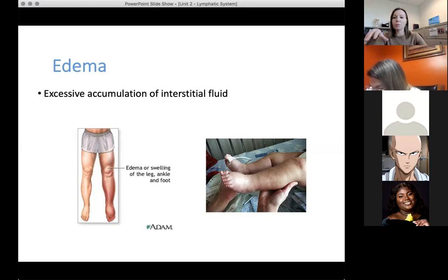So think about why, if you have fluid being formed, fluid draining out of capillaries, and then it should be moving right up into lymphatic vessels. Think about what might cause that to not happen properly. Why would fluid start to build up? Can you guys think of anything? There's really two main general causes of edema.